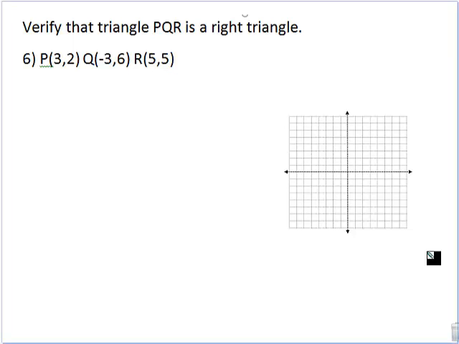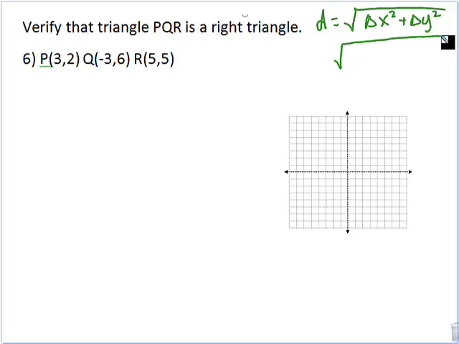So what's your distance formula? D equals the square root of x2 minus x1 squared plus y2 minus y1 squared, or change of x squared plus change of y squared. Okay, so we need to find the 3 sides of the triangle and then put it into the Pythagorean theorem. One of the sides will be P to Q. Another side will be Q to R. And the final side will be P to R. Yep, we have to do it 3 times.